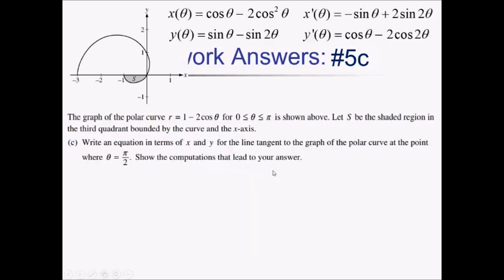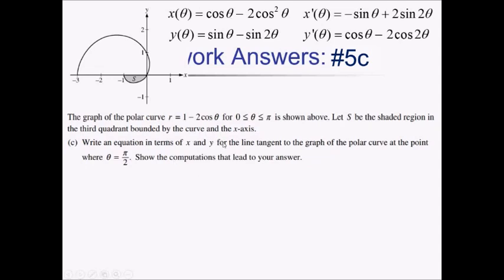On this problem, they want an equation in terms of x and y for the tangent line for a polar curve at the point where theta equals pi over 2. So we basically need an x, a y, and a dy over dx. To help us with those, I displayed the stuff we already found from the earlier problem. This was from part B. So we had x and x prime of theta, y and y prime of theta.